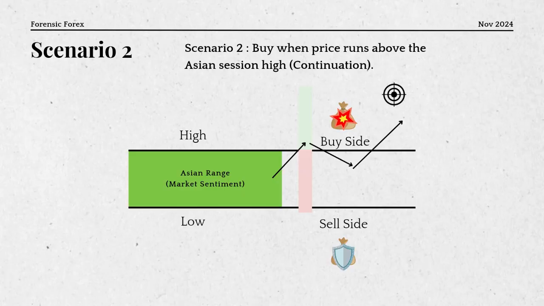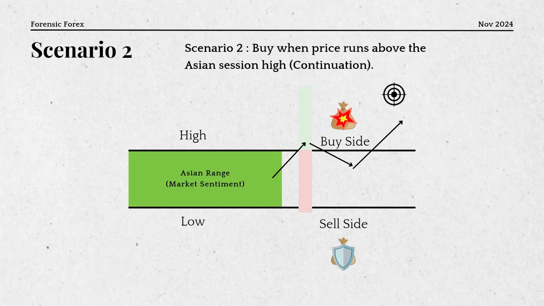Scenario two, like we said before, buy when price runs above the Asian session high. We're looking for a breakout continuation. So this is not the ideal scenario because we're buying above, and you'll see midnight opening price. We're buying in a premium actually. Now, this, in my opinion, is not the one I would prefer, but at times you will see this scenario unfold and you can take the shot and you would take the calculated risk.